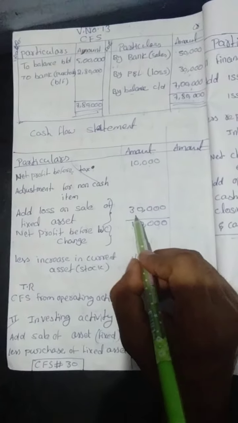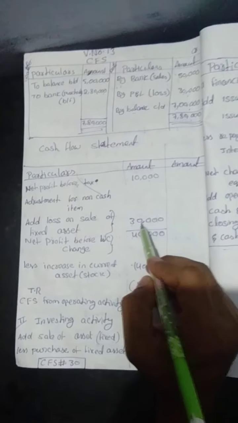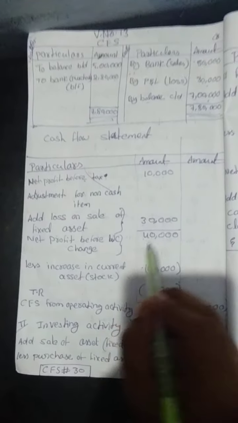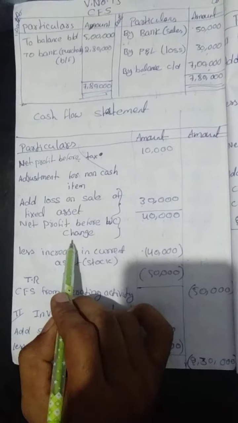Actually, cash is not going out of our hands for this. So the 30,000 which came as the loss, we add here. With the 10,000 we added, we now get 40,000. This is the net profit before working capital changes.